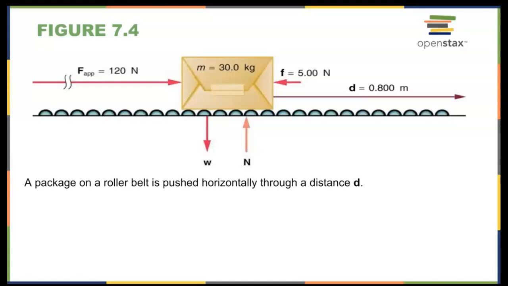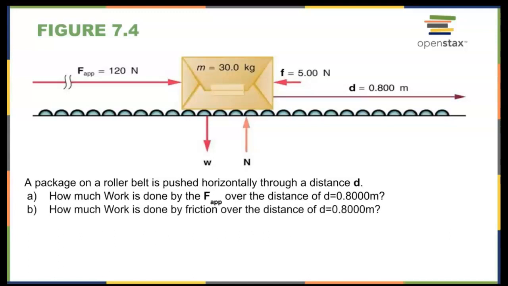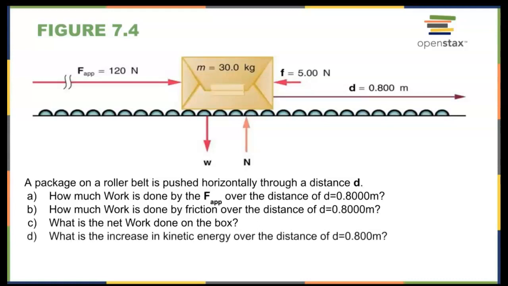Some follow-up questions would be how much work, for example, is done by just the applied force? And how much work is done just by the frictional force? And then what is the net work done on the box? Net work means total work, which is also the work done by the net force. So let's answer A and B and then come back to C. And then D is what is the increase in kinetic energy over the distance of 0.800 meters to the right? And then in part E, how fast is the box going after it's gone that distance?